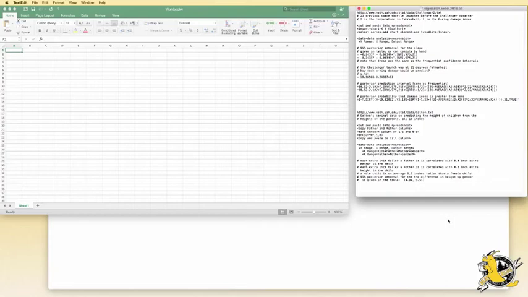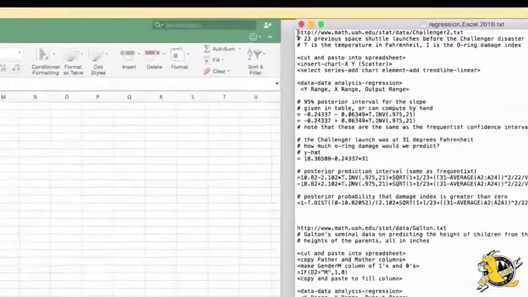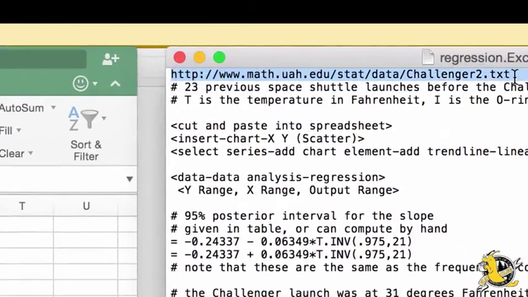The first example is looking at space shuttle launches and damage to the O-rings. This is the context of the Challenger disaster. There were 23 previous launches before the Challenger disaster. Let's take a look at that data. This is a publicly available data set that's available at the University of Alabama, Huntsville at this web address.